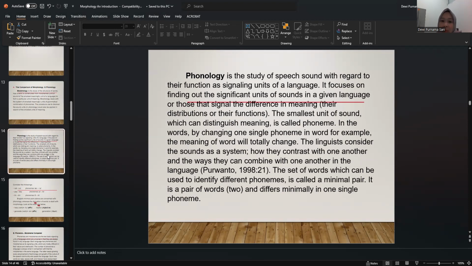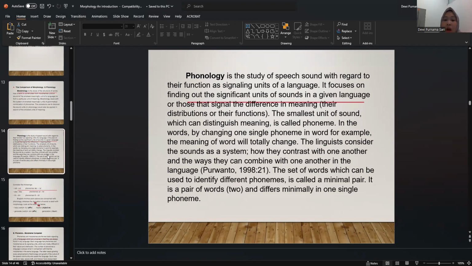Okay, so phonology is the study of speech sounds with regard to their function as signaling units of a language. So it focuses on finding out the significant units of sound in a given language, or those that signal the difference in meaning, especially their distributions or their functions. And the smallest unit of sound which can distinguish meaning is called a phoneme.